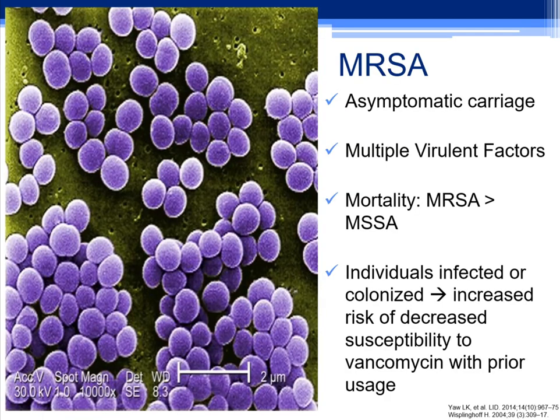So what do we know about MRSA? We know that it's asymptomatically carried by about 10 to 40% of individuals, even up to 50% in some numbers. It has multiple virulence factors, from toxins to enzymes and biofilm creation. We do know that methicillin-resistant Staph aureus does create a higher mortality, ranging from 25 to 50%, than MSSA. And we do know that individuals infected or colonized are at a greater risk of developing decreased susceptibility to vancomycin with prior usage. So even if somebody's colonized with MRSA and we give them vancomycin, say, for pneumonia because we're presuming based upon that MRSA nares, they have a higher propensity to actually develop resistance along the way.